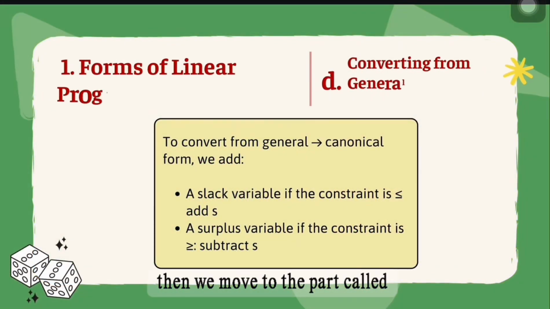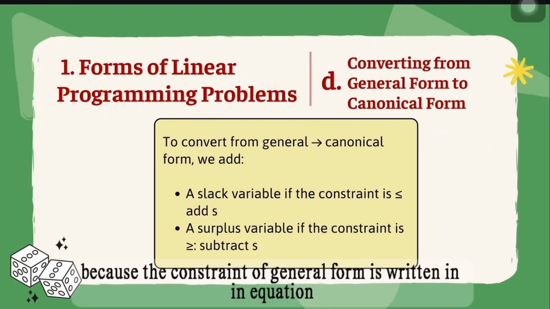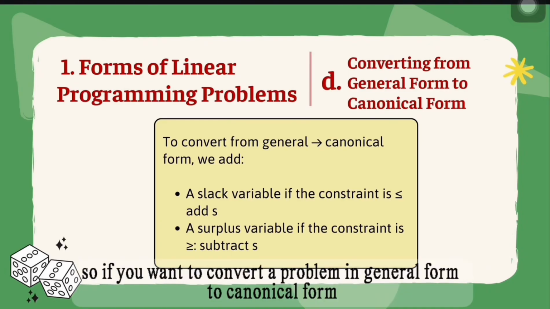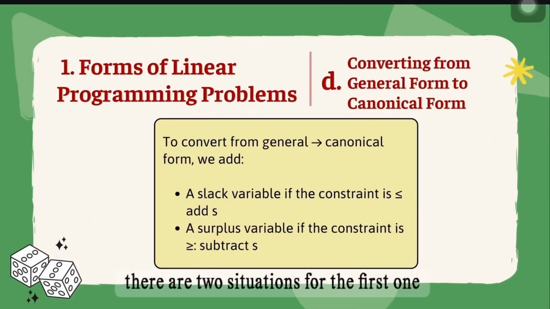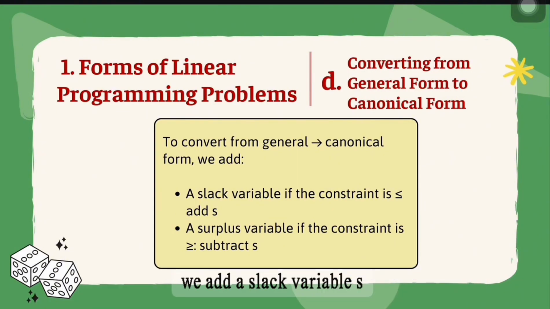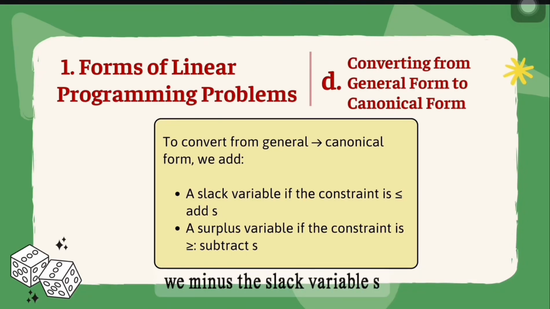Then we move to the part called converting from general form to canonical form, because the constraint of general form is written in inequality, while canonical form is written in equation. So if you want to convert a problem in general form to canonical form, there are two situations. For the first one, if the constraint is written in the form less than or equal to, we add a slack variable s. In contrast, if the constraint is larger than or equal to, we subtract the slack variable s.